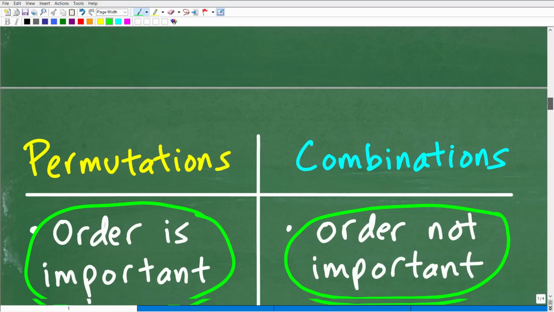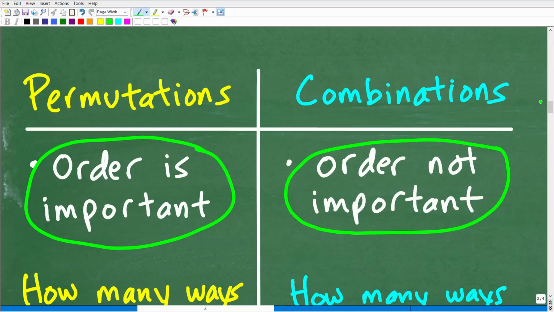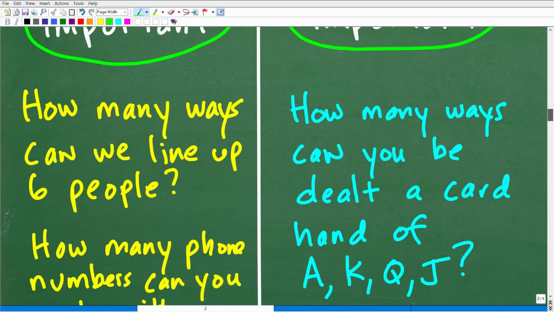So this would be a combination situation, but it could definitely be confusing. You've got to first determine when you're dealing with a counting problem, and you've got to really think about it, because sometimes it's not so clear. Is order important or is order not important? All right, let's take a look at a couple examples.